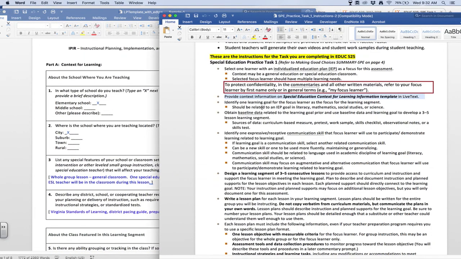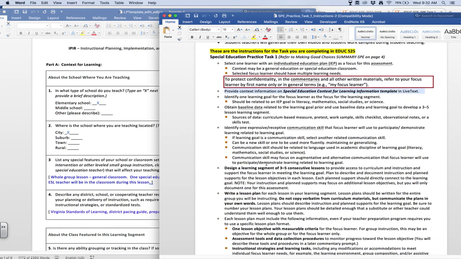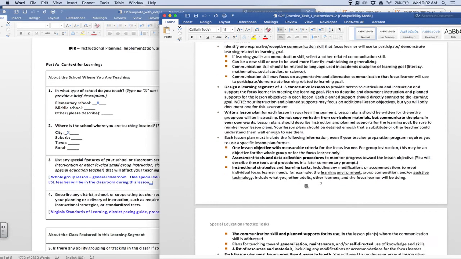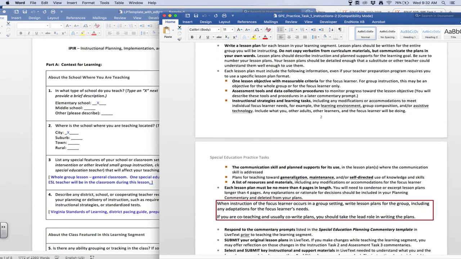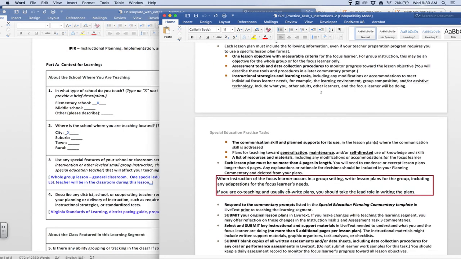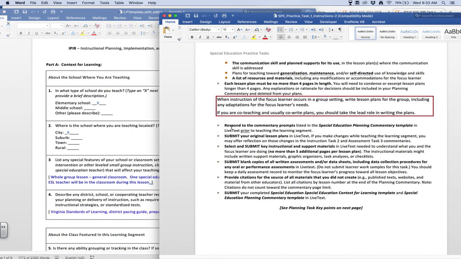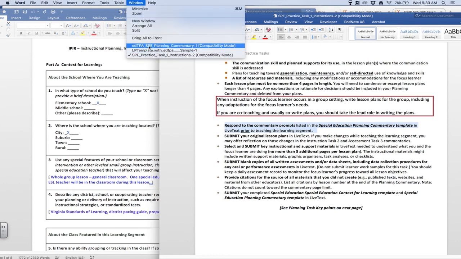Now, all of that is in there. This instructional set here is telling you what to do. There are 3 to 5 consecutive lessons: write the plans, talk about the assessment procedures. Each lesson must be no more than 4 pages in length, broadly speaking, so they're short, and respond to the commentary prompts. This is the one you do not have to do from me because they didn't put it in LiveText. And in my mind right now, if it's not in LiveText, you're not doing it. So you're getting off the hook on this. But let me show you what it looks like so you're familiar with it for student teaching.